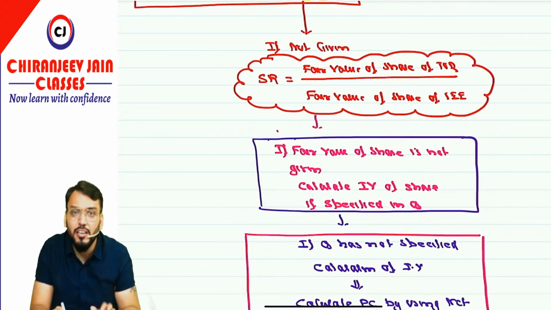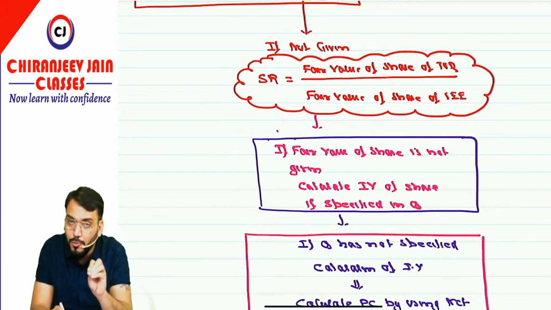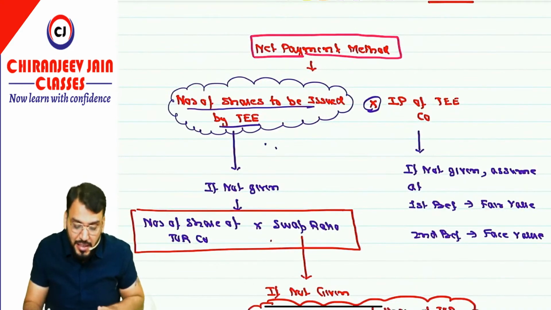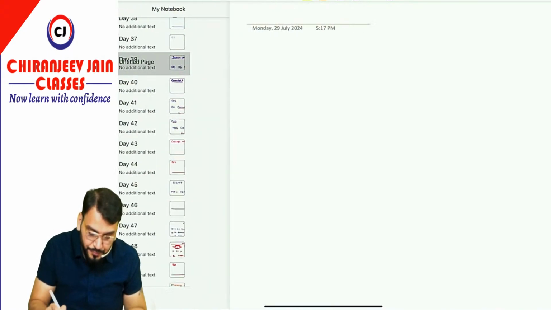Correct? So if the fair value of shares is not given, then calculate the intrinsic value of shares, if specified in the question. Means if the question has informed you to calculate intrinsic value. Understood? Yes sir, correct. To sum up, can I say it this way? Once again I will just inform you.